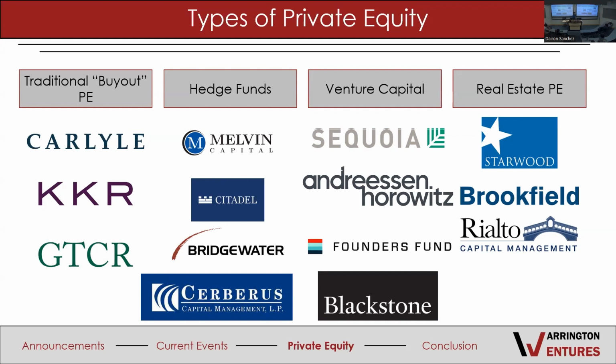Then you have your VC funds like Sequoia, Andreessen Horowitz, Founders Fund. These are going to invest in startup stage companies that either have just started generating cash flows or don't have cash flows yet, and need that seed funding to get off the ground. And then a new kind of classification that's coming up very recently is real estate private equity, which is really my world. These are your Starwoods of the world, Brookfield, and Rialto Capital Management, which is actually the company that I'm going to be returning to come summer of 2024.